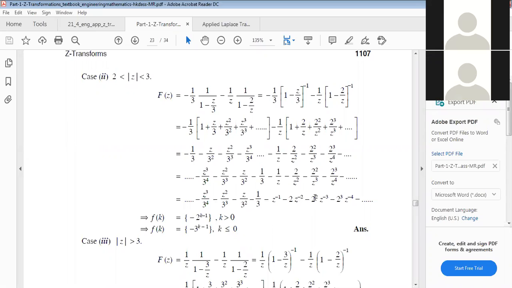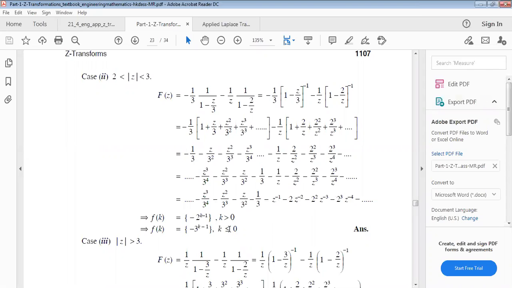Here k equals minus 1, minus 2, minus 3. Then we have 3 to the power 0, 3 to the power minus 1, 3 to the power minus 2, 3 to the power minus 3, 3 to the power minus 4, and so on, with the negative sign. So this will be for k less than 0. And for the other one, 2 to the power 1, 2 to the power 2, 2 to the power 3. In this way, this will be the 2 to the power k minus 1 series, for k greater than 0.